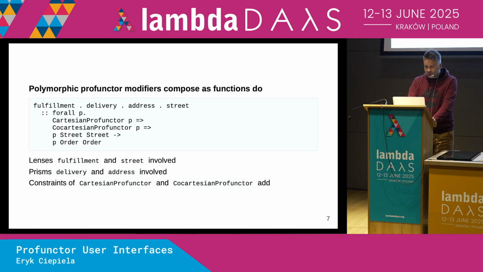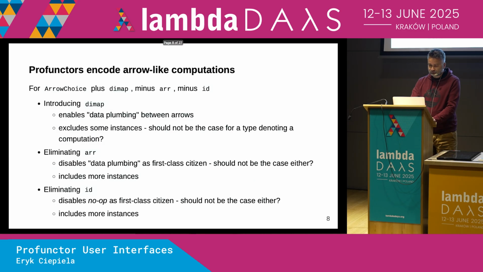And polymorphic Profunctor modifiers compose as functions do. Here we have an example of four composed optics. Two of them are prisms and two of them are lenses, and they compose greatly. Think about the constraints that are needed: these constraints are simply added in the type signature.